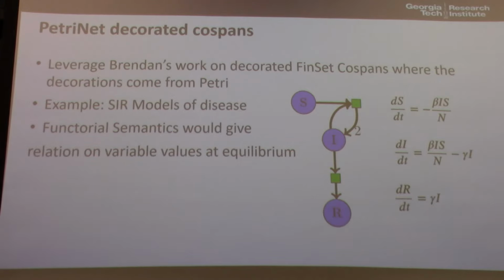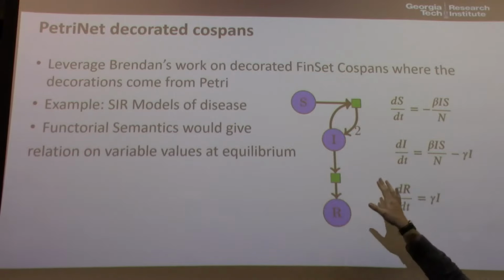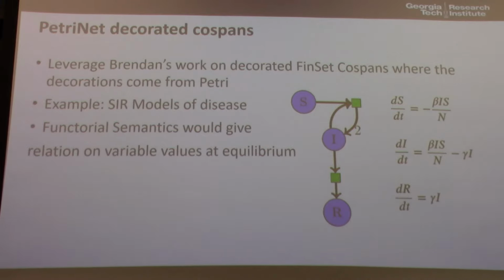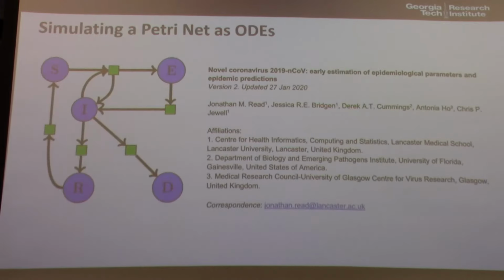The scientists would much rather think at the level of infection and recovery here in the Petri net than at the level of differential equations. And you can always just couple the differential equations, but you can already see there's more characters over here. There's only 1, 2, 3, 4, 5, 6 characters in the Petri net. It's more than that over there.